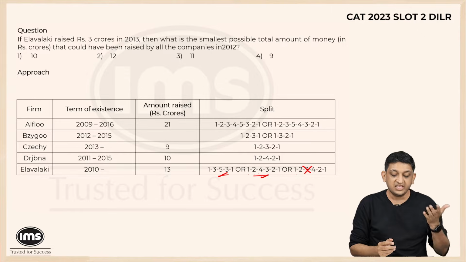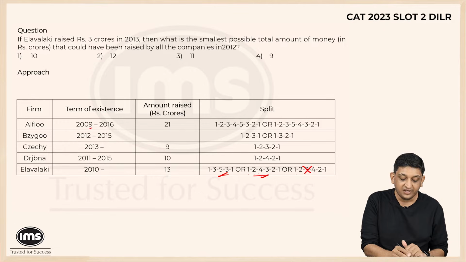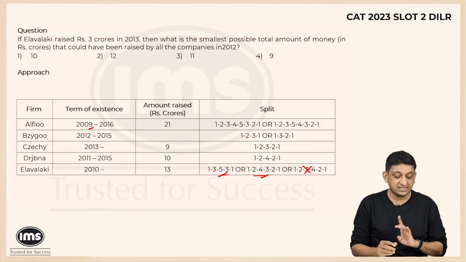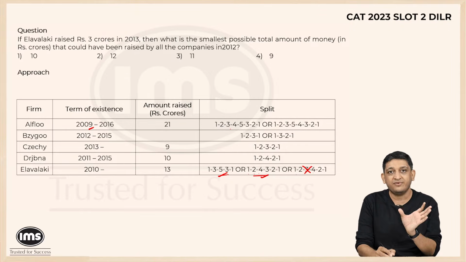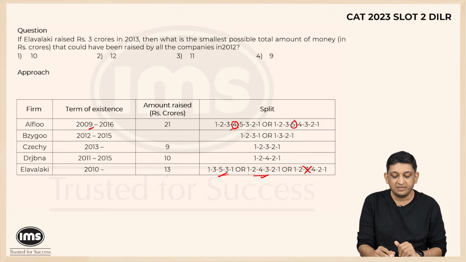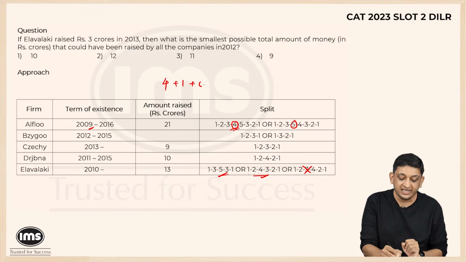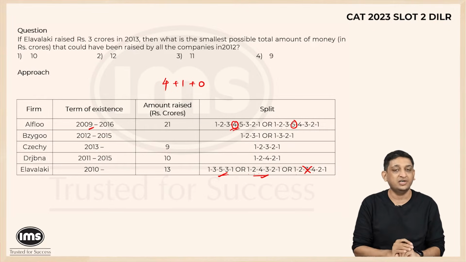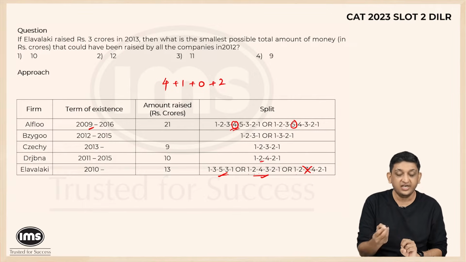We need to find the smallest possible total amount of money that could have been raised in 2012. Again, let's look at the numbers that we have. So 2012 would mean the fourth year of existence of A. So 9, 10, 11, 12. So let's look at the smallest number that we can find in the fourth place. So 1, 2, 3, 4 and 1, 2, 3, 5. So the smaller number is of course 4. So A would have contributed 4 crores in 2012. What about B? It was its first year of existence, has to contribute 1 crore. For C, it was not in existence at all in 2012, so would not have contributed anything. Firm D, second year of existence in 2012, so it would have contributed 2 crores.